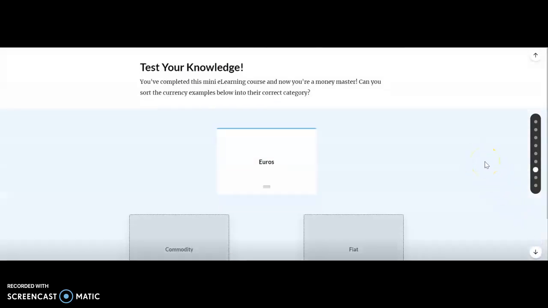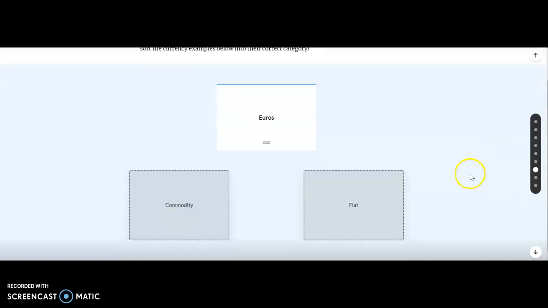So you've completed this mini e-learning course, and now you're a money master. Let's sort the currency examples below into their correct category. Euros, are they commodity money or fiat money? As we just learned, euros are fiat money. Pesos go into that same category.